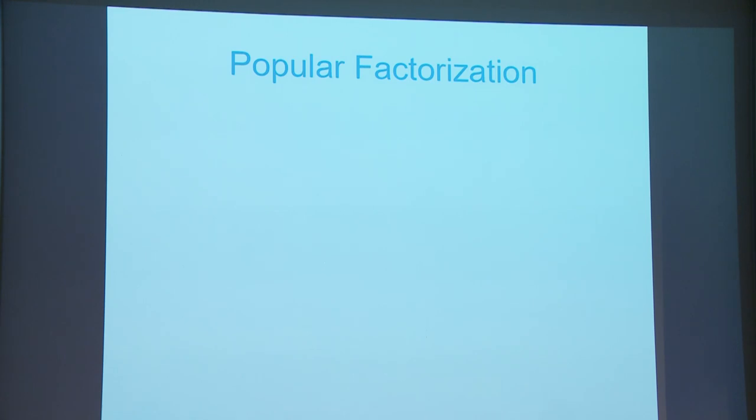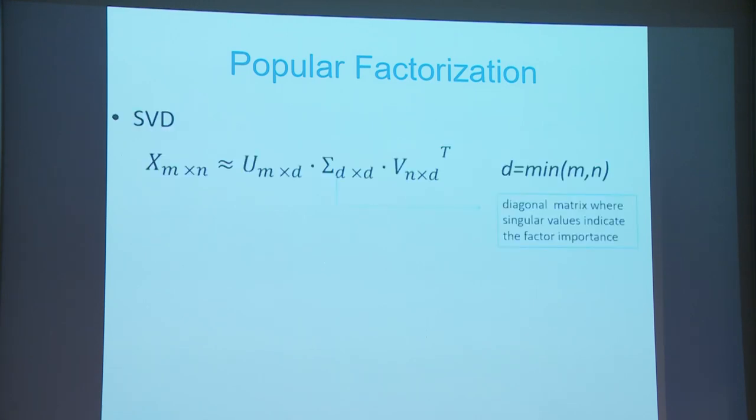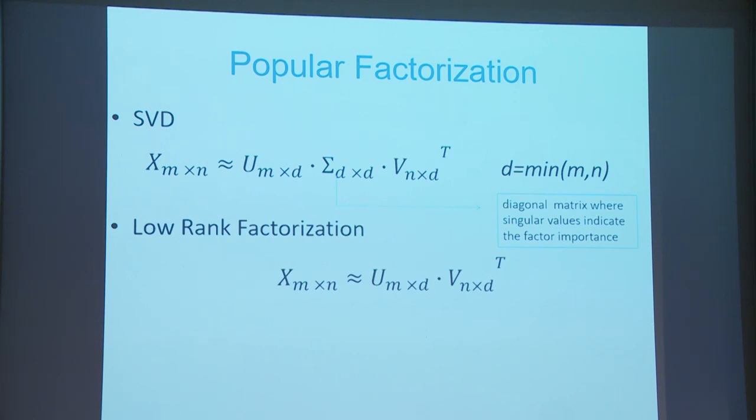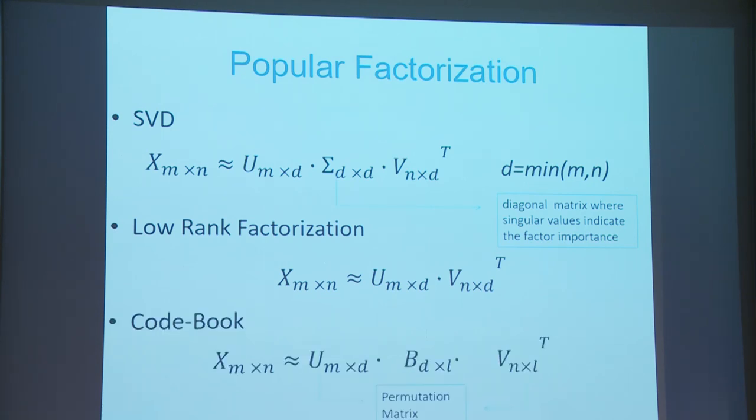Now, there are several ways to do the factorization that became popular in collaborative filtering. We can use the classic SVD. We can use the low rank factorization. I think this is the most popular one in collaborative filtering. Or we can use a codebook decomposition where the U and V are permutation matrices, and I will talk about that. It can be used for doing transfer learning between different domains.